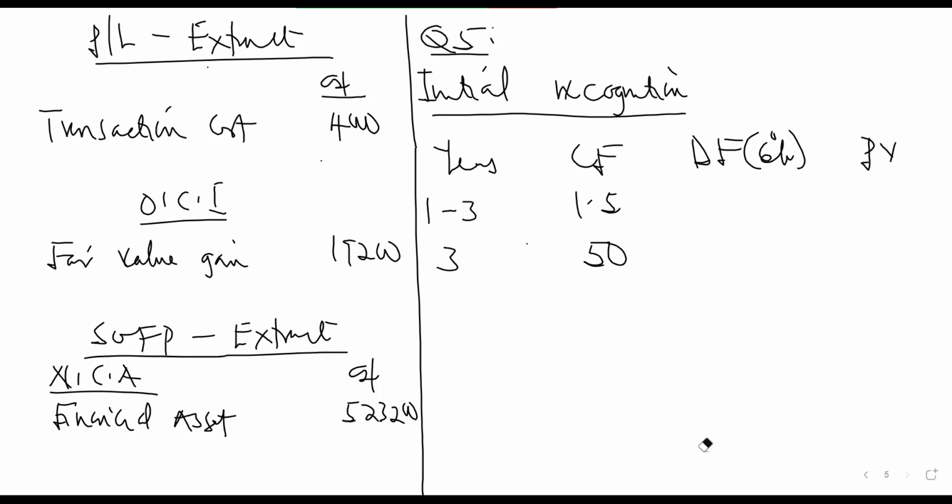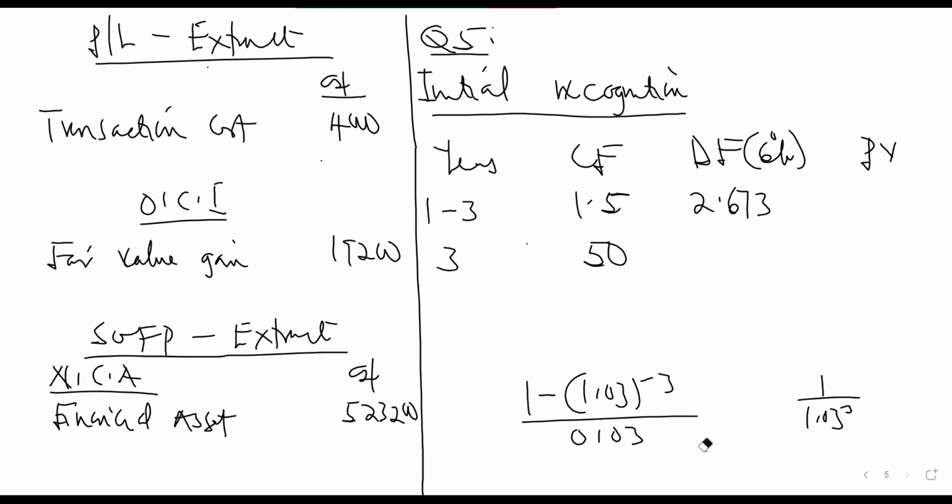So let's find the annuity: 1 minus 1.03 exponent -3, divided by 0.03. Then we find the discount factor: 1 over 1.03 exponent 3. What are you having? The first one is 2.673, and the second one is 0.915.